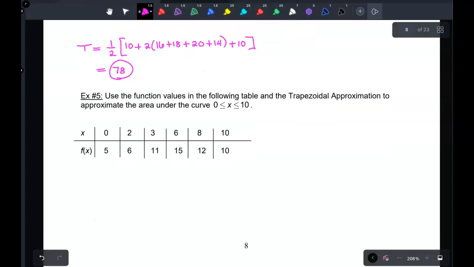Alright, never forget my constant. Okay, now, so far the last few problems were lovely because it was nice and evenly distributed, but it's not always, just like we had with rectangular approximation. So now we have to do each separate trapezoid. It's not hard, it's just a little tedious.